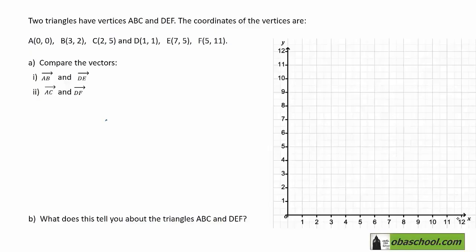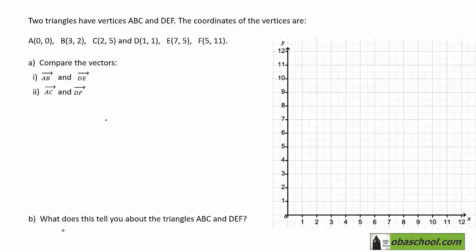In this tutorial, we're going to be solving an exercise about vectors. Two triangles have vertices A, B, C, and D, E, F. The coordinates of the vertices are, as you can see here, we have for each point on this triangle the coordinates. So we are going to leave these coordinates for the exercises, and we're going to also get to draw them later. We're going to solve part A at first.